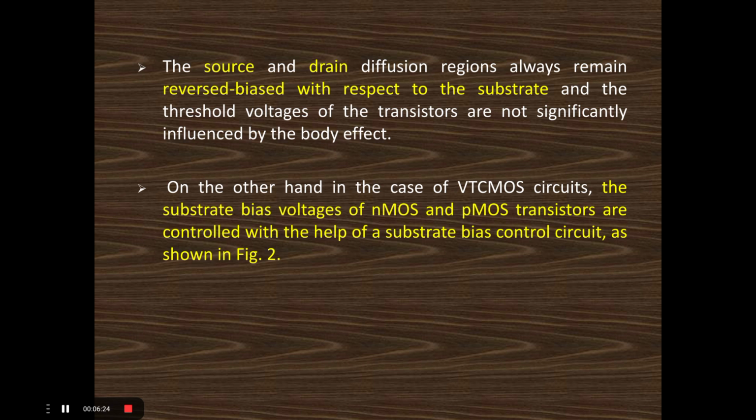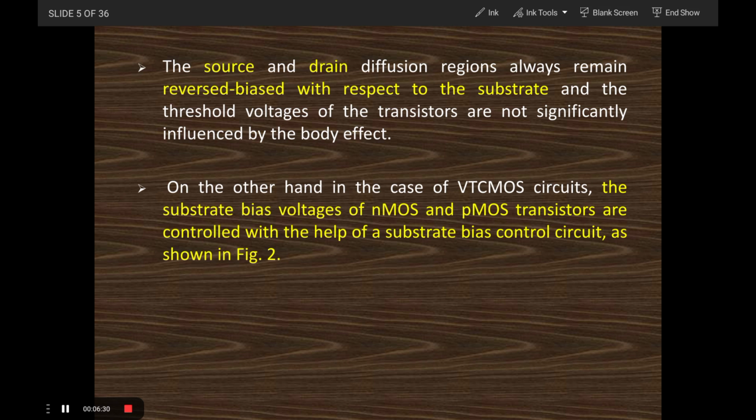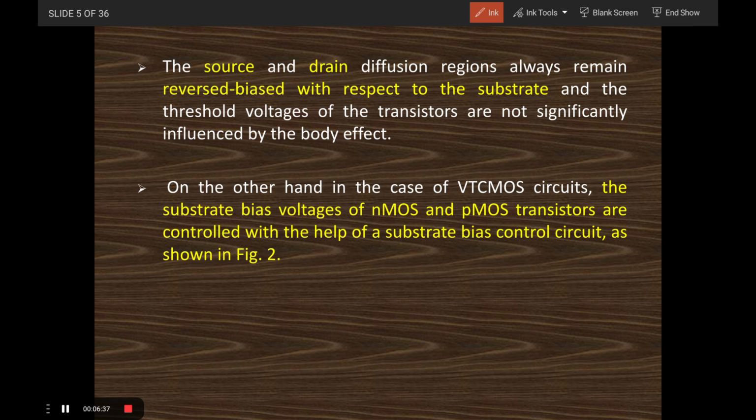So with respect to the source and substrate, the threshold voltages of the transistors are not significantly affected by the body effect. As well, in the VT-CMOS circuit, the substrate bias voltages of the NMOS and PMOS transistors are controlled with the help of another circuit, that is a substrate bias control circuit. We will discuss that in the next show.